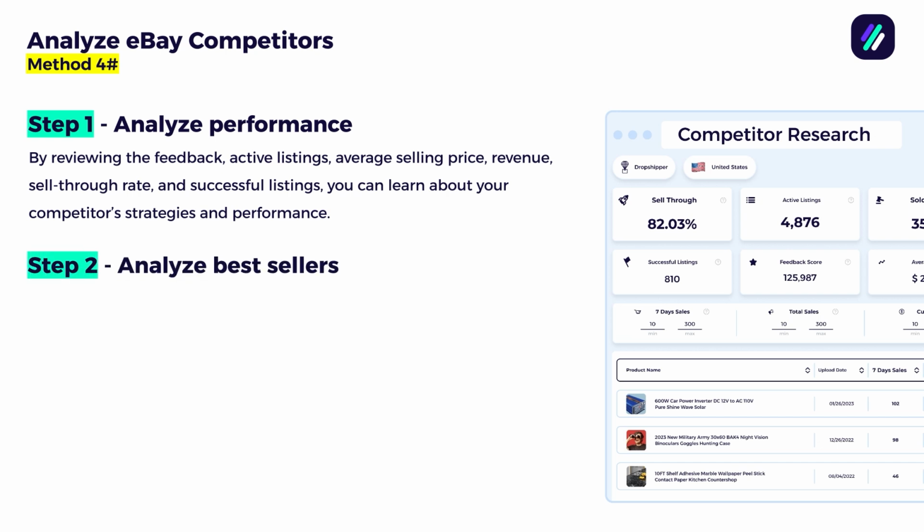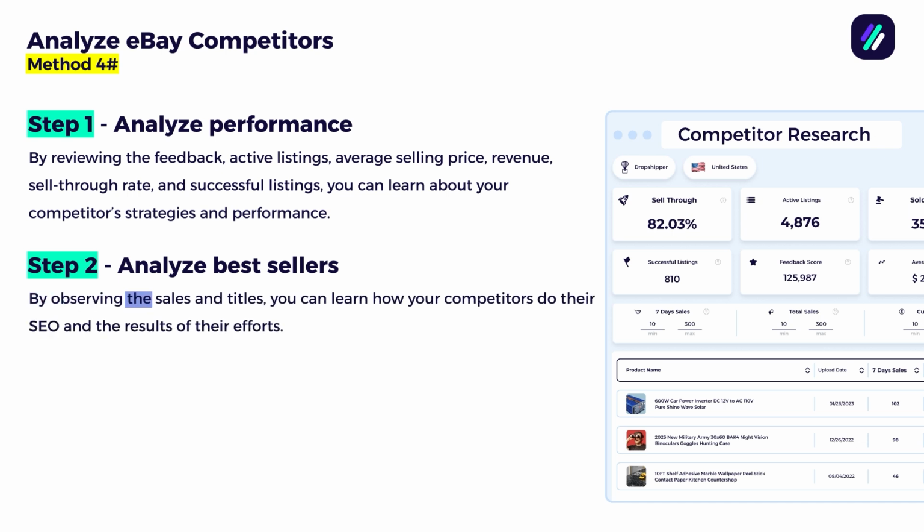Step number 2: after you analyze the competitor and you get a conclusion about his strategy, his success, and how long he's been selling on eBay, you move into step number 2, which is analyze best sellers. By observing the sales and titles, you can learn how your competitors do their SEO, their title building, and the results of their efforts. So we want to see the style of their title optimization. We want to see the prices. We want to see the sales.